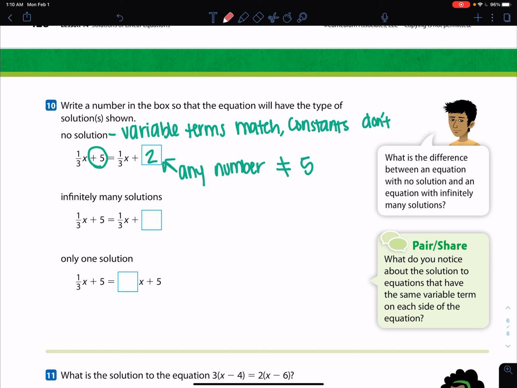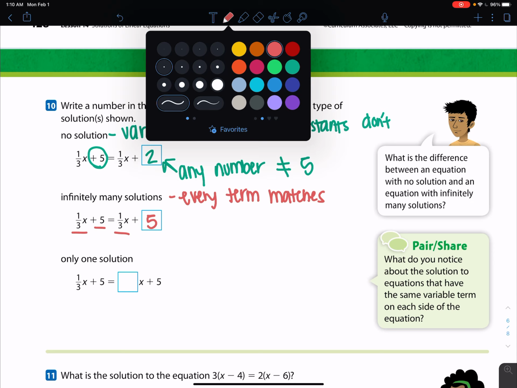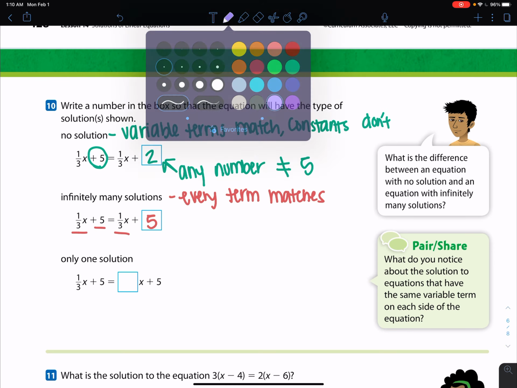All right, moving on to infinitely many. With infinitely many, every term matches. So we want the variable terms to match, and we want the constants to match. Here they already have the variable terms matching, their 1/3 x. And then we also want the 5 to match. So all we have to do is put our 5 here.